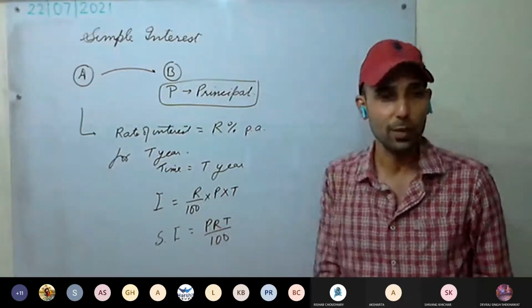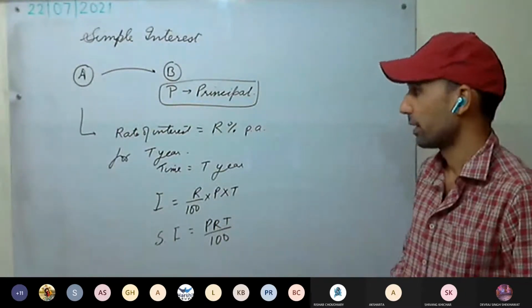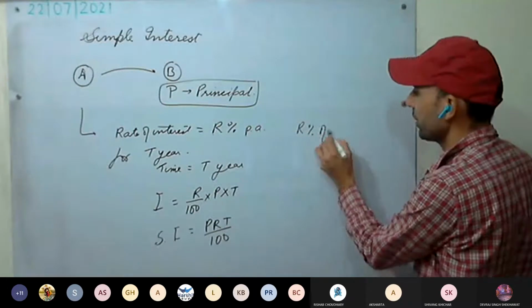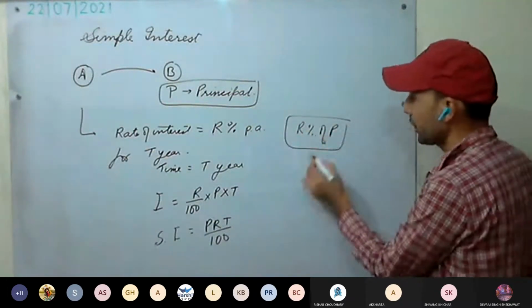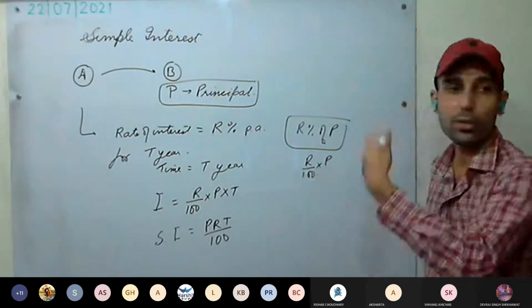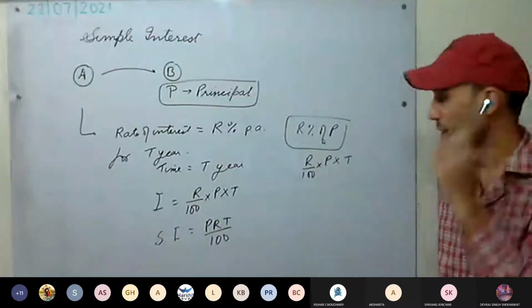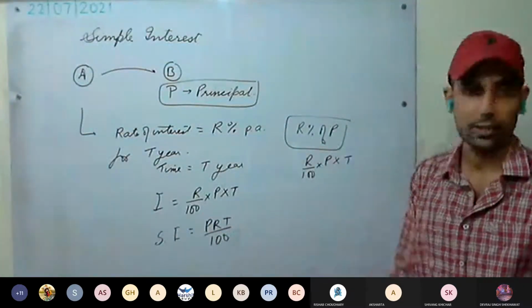Understood now how we got the formula for simple interest? R% of P is the rate of interest charged per year. It means R by 100 into P. Now for T years, it means into T we have to do. Understood now? So from there we have got the simple interest formula, PRT upon 100.